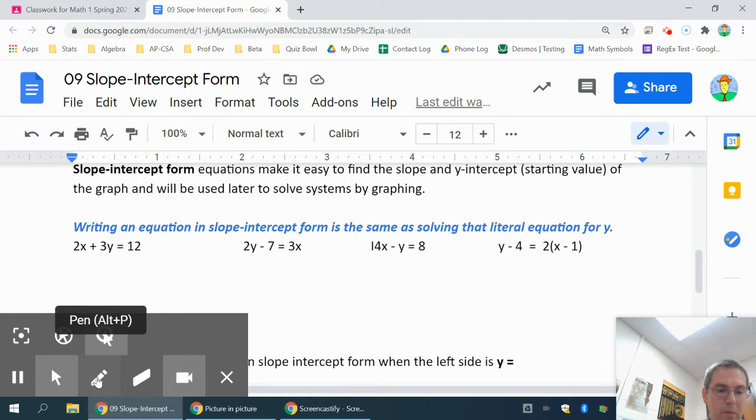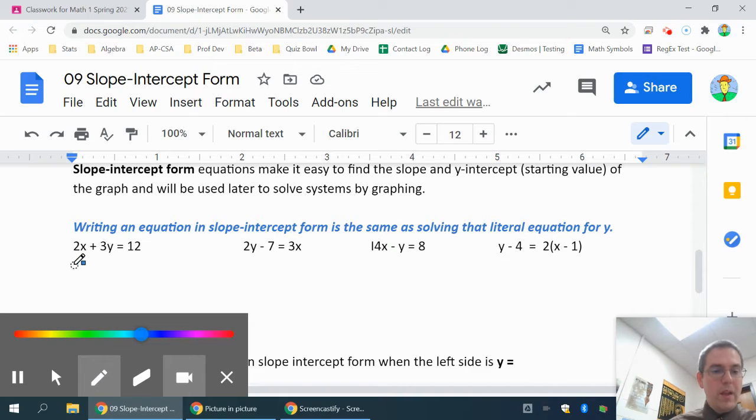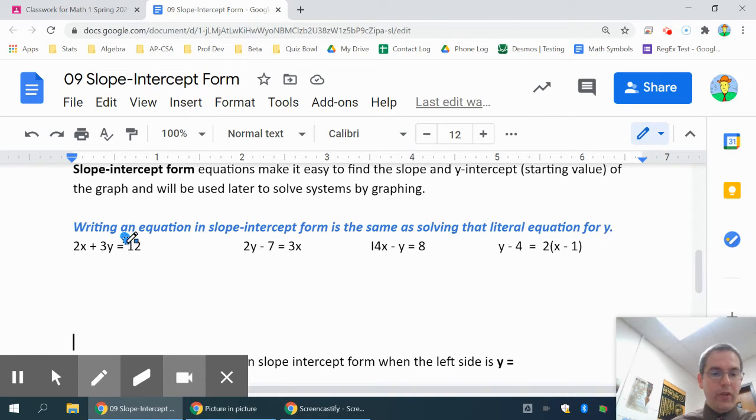In other words, when the y is completely by itself. I have some steps up at the top, but we won't take time to read through those now. I'll let you read through them on your own. But basically, you want to solve this equation for y, which means I'm going to get the y by itself. So when I try to get this y by itself, I'm going to start off by subtracting the 2x from both sides.